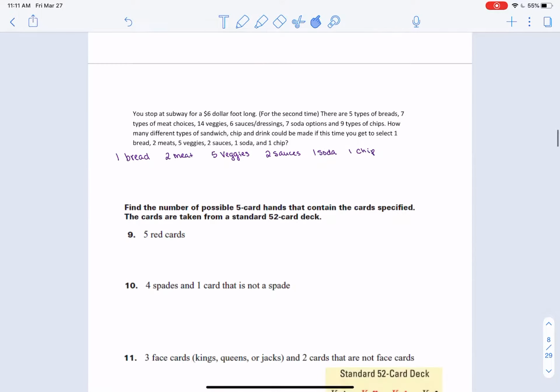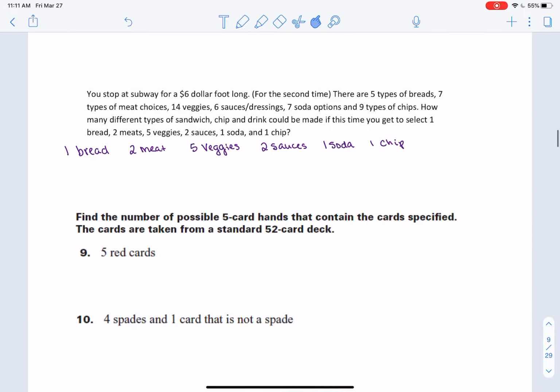So you stop at Subway for a $6 footlong for the second time. There are 5 types of bread, 7 types of meat, 14 veggies, 6 sauces, 7 soda options, and 9 types of chips. How many different types of sandwich, chip, and drinks could be made if this time you get to select 1 bread, 2 meats, 5 veggies, 2 sauces, 1 soda, and 1 chip? So I wrote them out here for us because remember, this is also an and problem because we're selecting 1 bread and meat and veggies and sauce and soda and chip. This isn't an or. You don't get bread or meat, right? It's both of them.